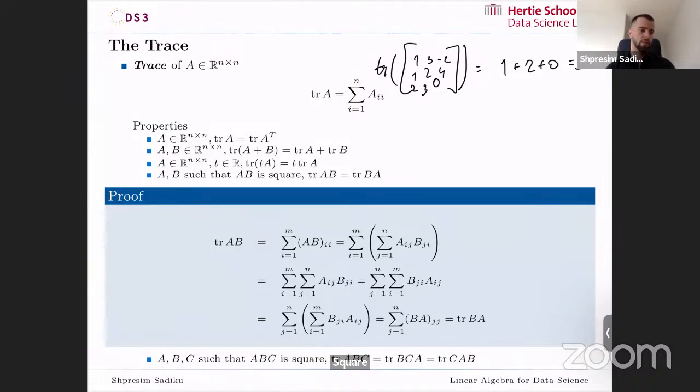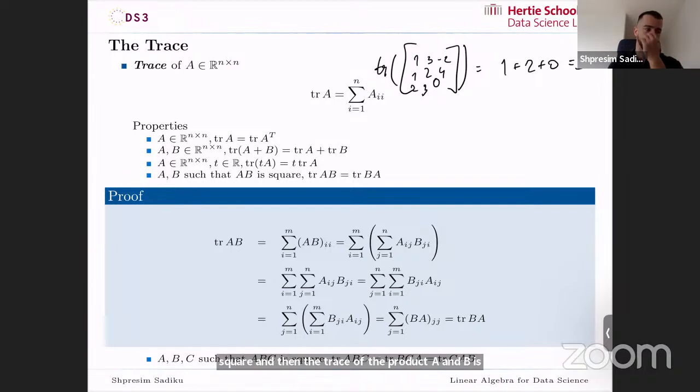So some properties: the trace of a matrix A is equal to the trace of the transpose of A. If we have two matrices A and B in R^(n×n), then the trace of the sum of A and B is equal to the sum of the trace of A and the trace of B. If we have a matrix A in R^(n×n) and a scalar t in R, then this scalar t can be taken in front of the trace of A. And if A and B are matrices such that their product is square, then the trace of the product AB is equal to the trace of the product BA.